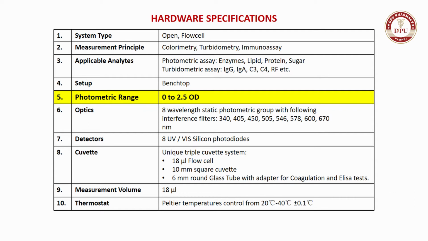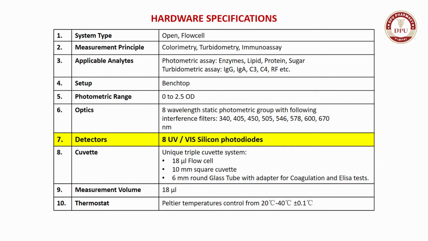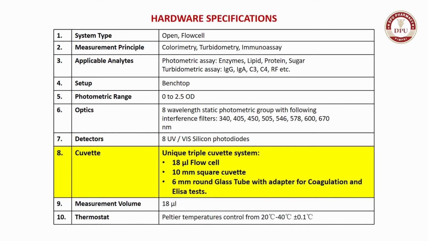Talking about the optics, this device has an 8 wavelength static photometric group with the following interference filters of 340, 405, 450, 505, 546, 578, 600, 670 nanometer. Now, the type of detector present in this device is 8 UV-vis silicon photodiodes. A unique triple cuvette system is present in this device.